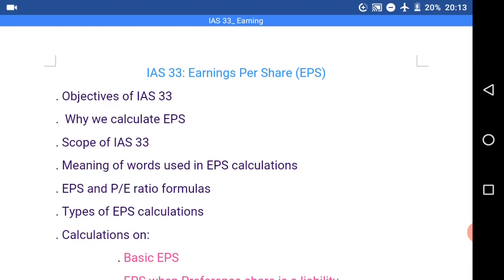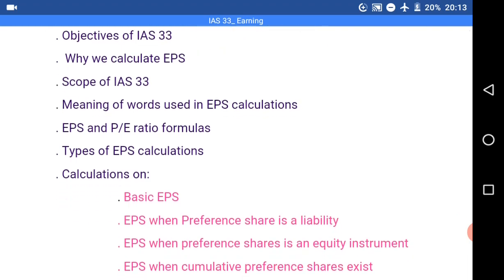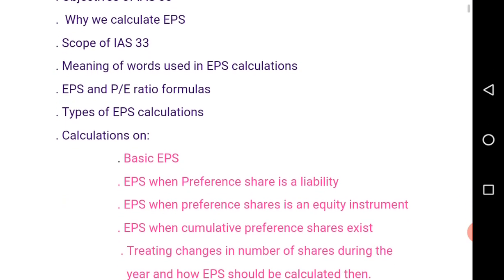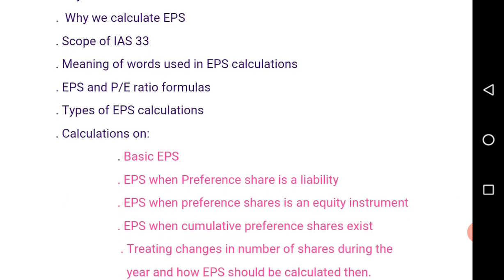Then the types of EPS calculations, they are basically two, and we're going to be knowing more about them in this class. And finally, which has sub-points, are calculations on, first is basic EPS, second is calculations on EPS when preference share is a liability, and we have calculation on EPS when preference share is an equity instrument. Then the fourth is calculation on EPS when cumulative preference shares exist.